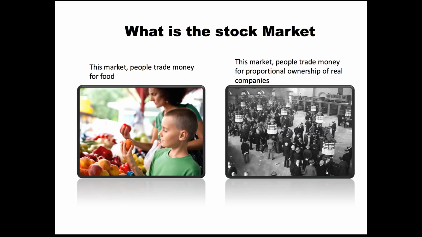So on the left I have a picture of a little boy and his mother buying some fruit at a local market, and on the right I have an old-time photo of the stock market, the New York Stock Exchange. And you can see on the left, this is a market where people trade money for food, and on the right, this is a market where people trade money for a proportional ownership of a real company, or a stock.